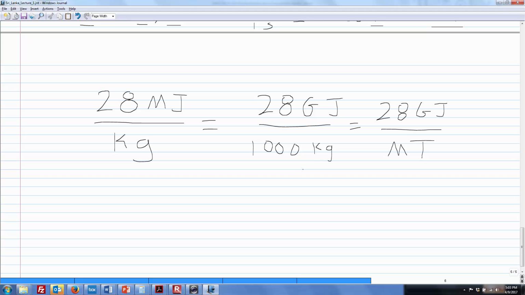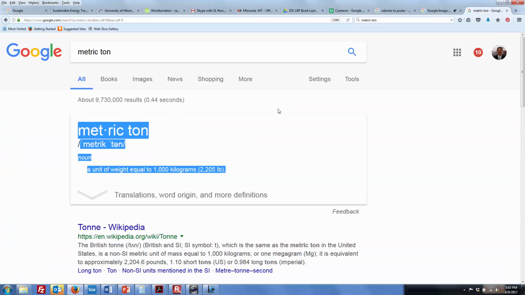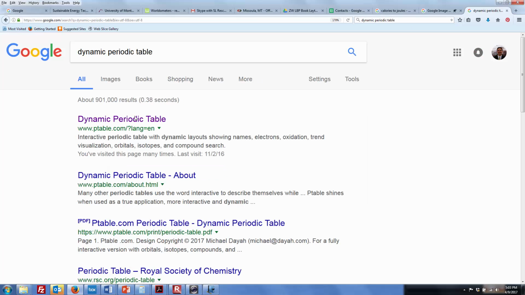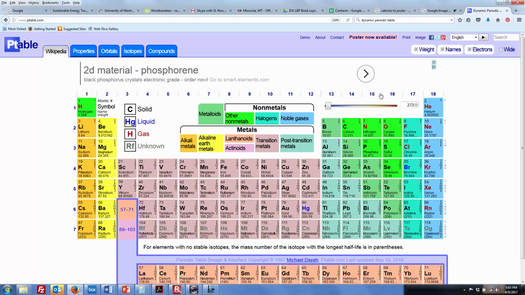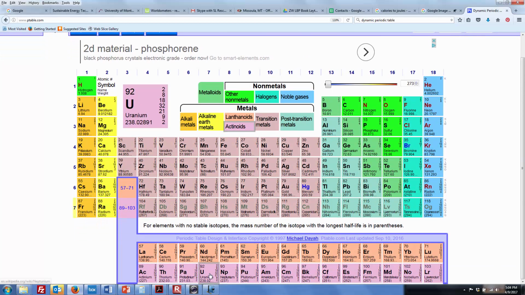So let me show you my other favorite. Dynamic periodic table. Very good. Okay, so hydrogen comes together to form helium. So H plus H becomes He plus energy. That's fusion. To get fission, we have to go all the way down here. This is uranium.